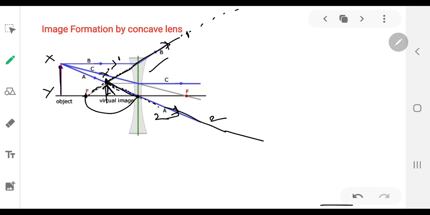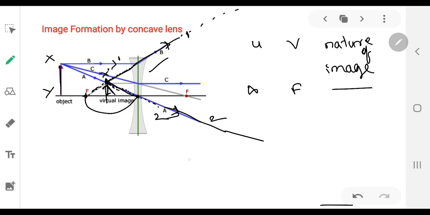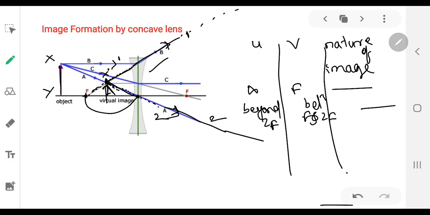Now looking at these diagrams, you have to list out, take it as homework, u, v and nature of image. So when the object distance is infinity, the image is formed at f, write the nature. When the object is beyond 2f, the image is between f and 2f, write the nature of the image. So you have to list out u, v and nature of the image for different object distances in case of convex lens.